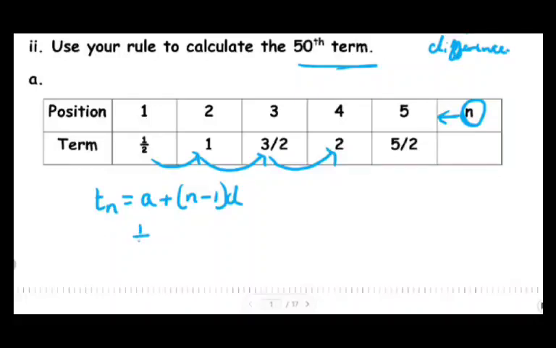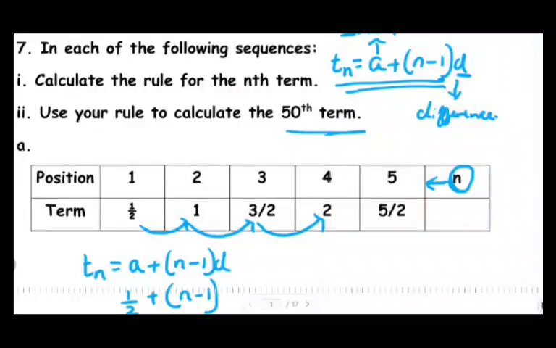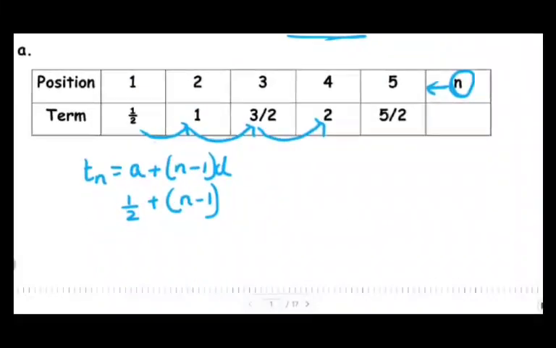My a value is half. My n, I will keep as it is because I've been asked to find the rule for the nth term. And my common difference is half, since the number is increasing. As the position increases, if the number is increasing, this value will be a positive number. If the number is decreasing, the value will be a negative number. All right, so far so good.